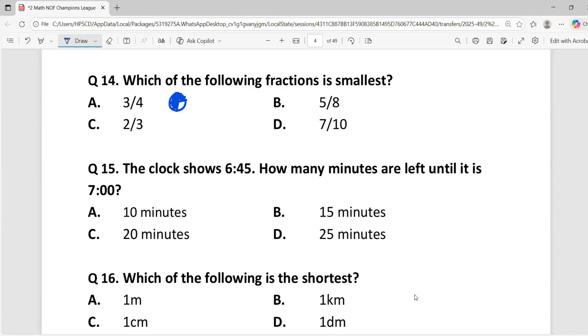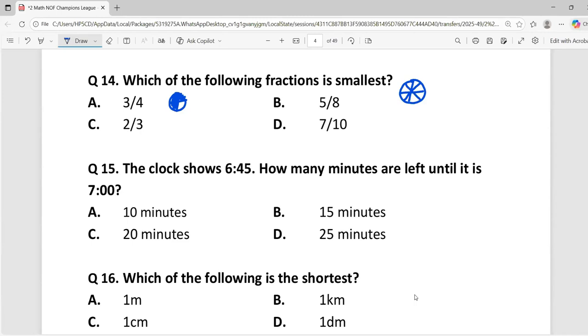Now next is 5 out of 8. So let's say we have 8 slices, and then we have to see 5. So it is 1, 2, 3, 4, 5, 6, 7, 8. So we have taken how many? 5 slices. So it's like little more than half, isn't it?